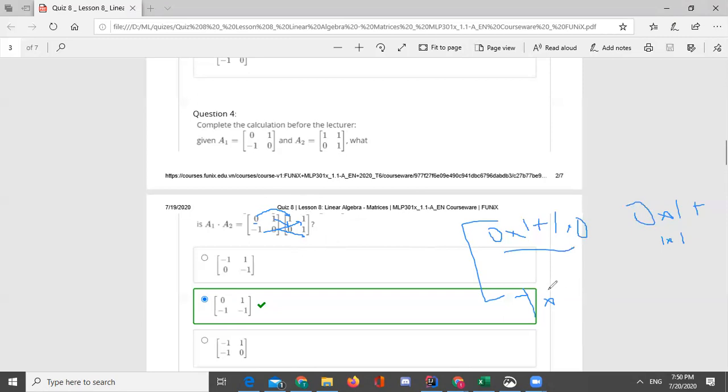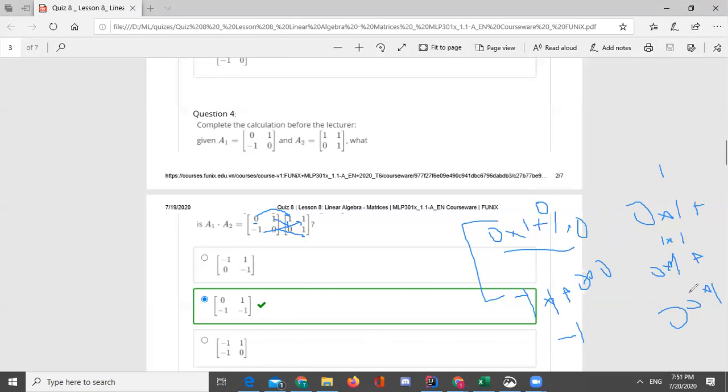Okay. So second row with first column. The second row, 0, 1, with column 1, 0: 0 times 1 plus 0 times 1? Yes, you are right. So this is basically equal to 0. So minus 1 times 0 will be minus 0, minus 1. Yes, minus 1. So this is 1. This is 0. No, not 0.